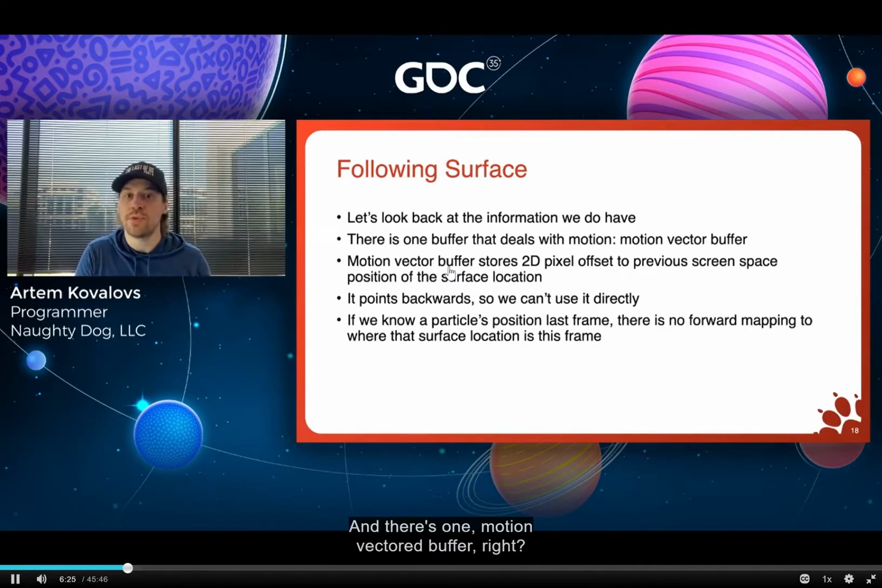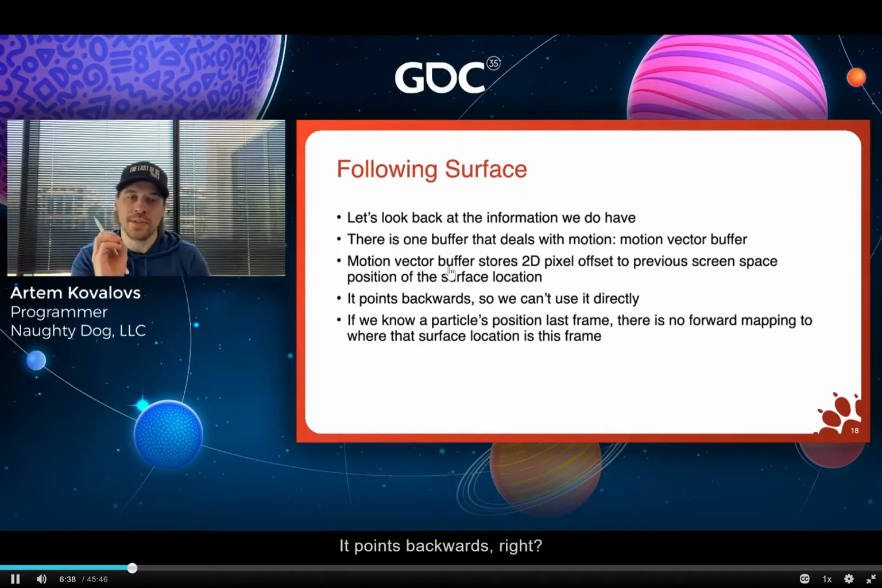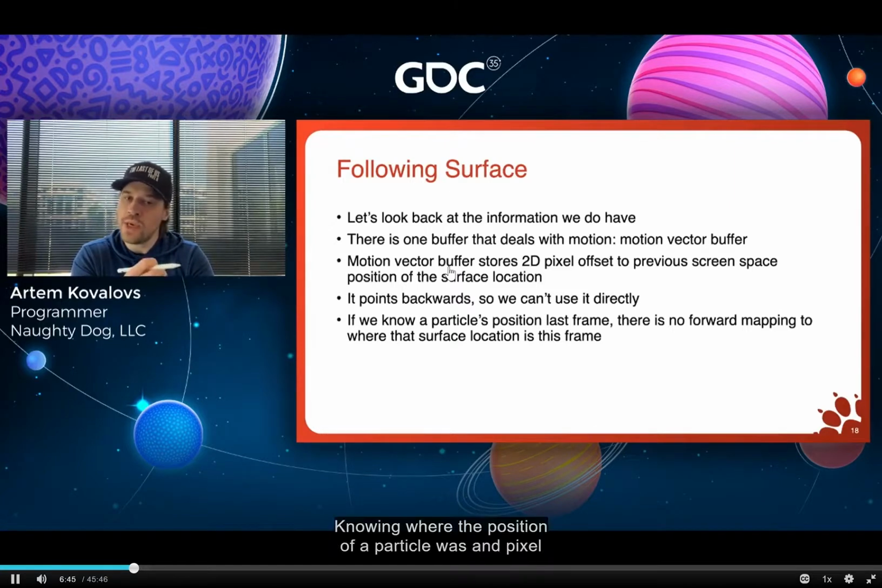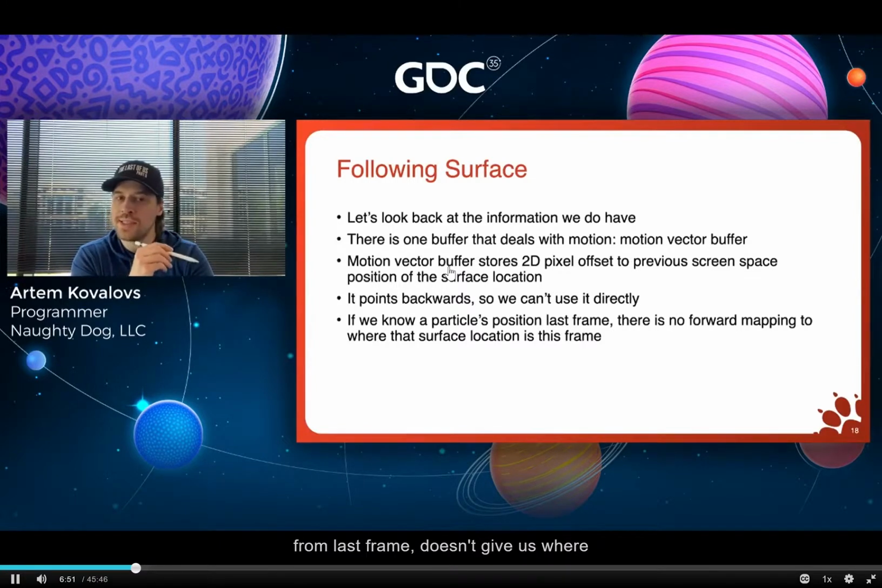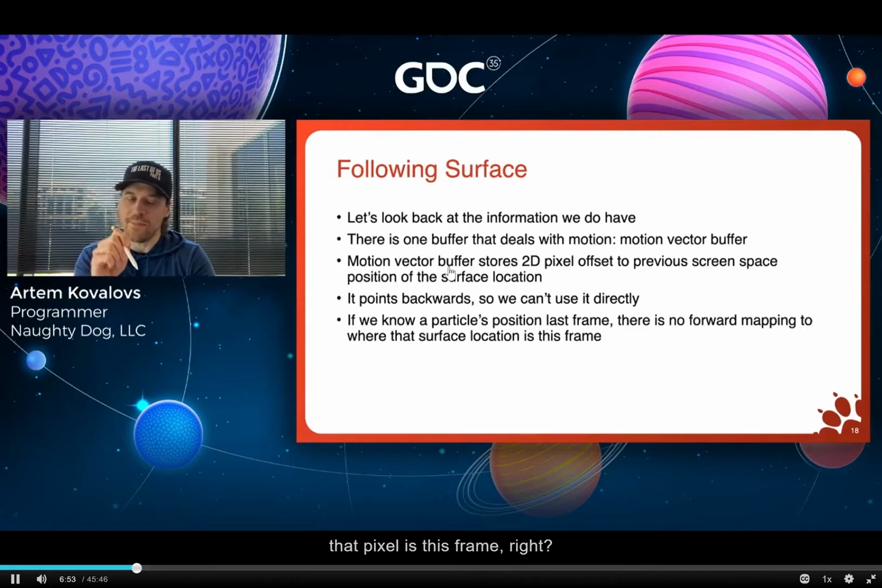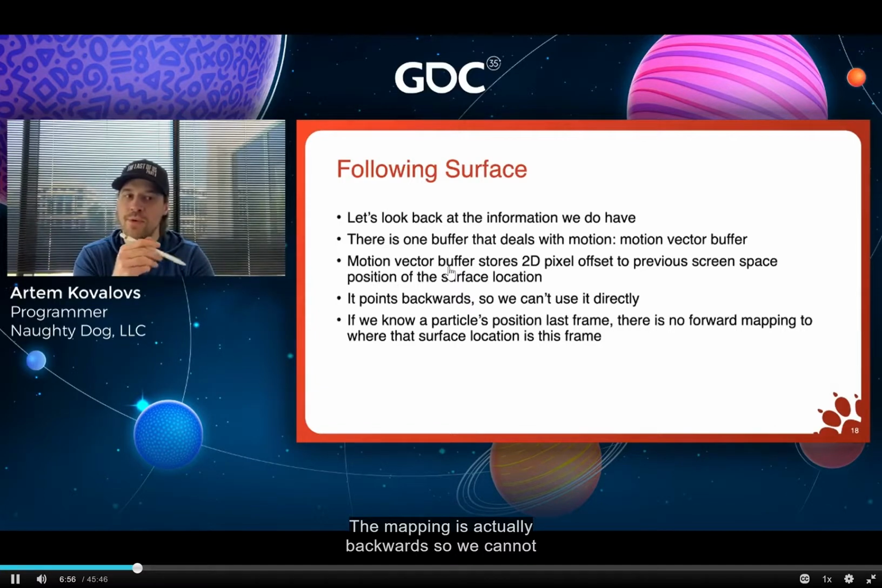And there's one, the motion vector buffer. The motion vector buffer stores a 2D pixel offset to the previous screen space position of a particular surface. That's used for temporal anti-aliasing. It points backwards, so that's one thing that's important here. It points backwards, meaning we cannot use it directly. Knowing where the pixel was, where the position of the particle was, in the last frame doesn't give us where that pixel is this frame. The mapping is actually backwards. So we cannot directly use it.